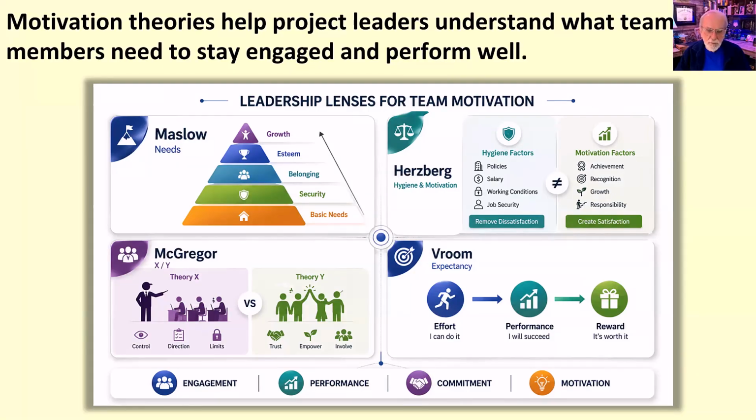Herzberg's two-factor theory makes an important distinction between reducing dissatisfaction and creating motivation. For example, fixing unclear communication, poor tools, or unfair workload may reduce frustration, but that doesn't automatically inspire high performance. Motivation is more likely to come from meaningful work, responsibility, achievement, and recognition. Herzberg calls these hygiene factors, the things you need to work.